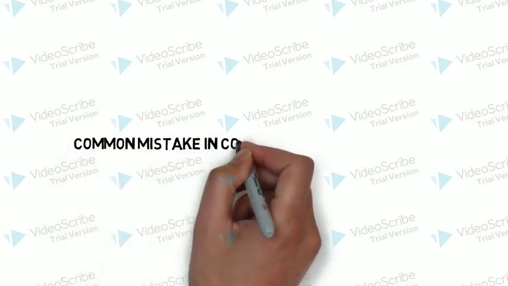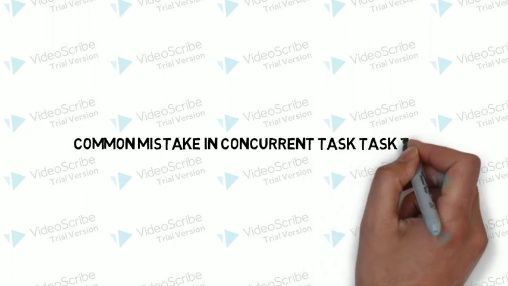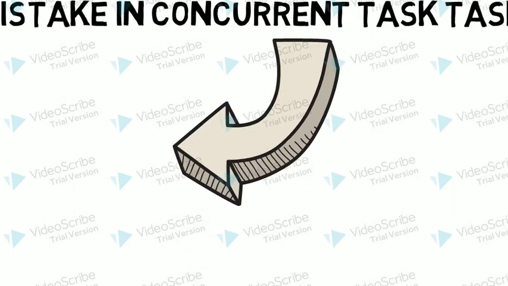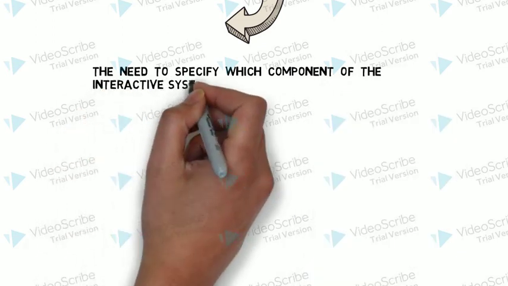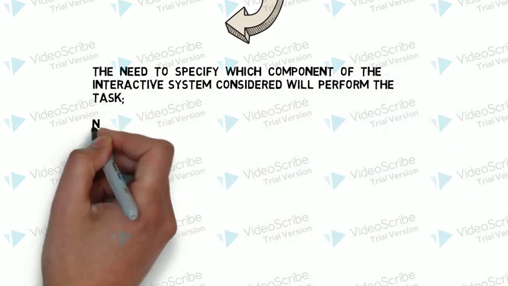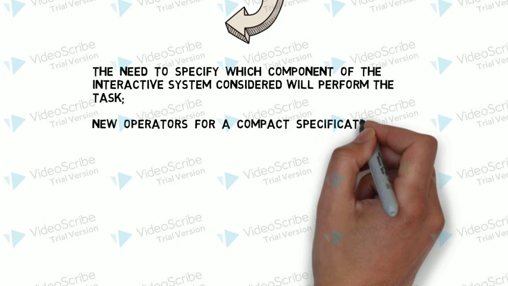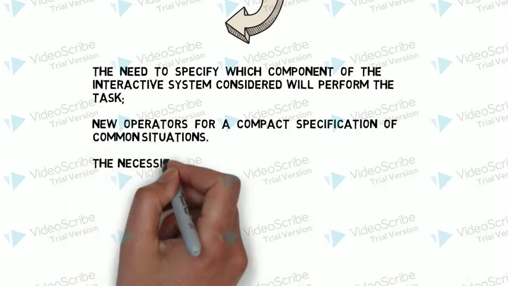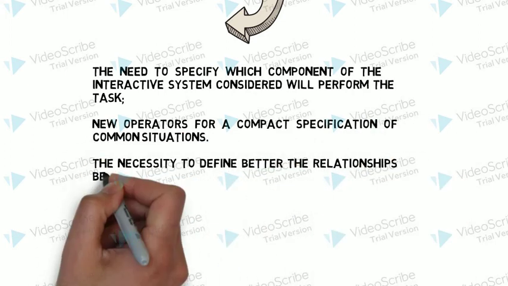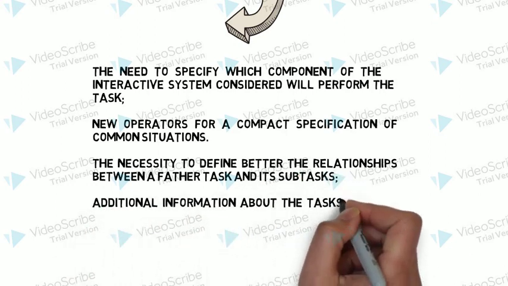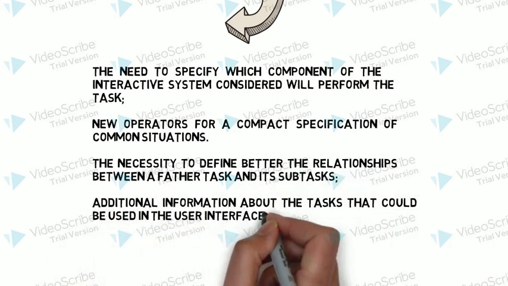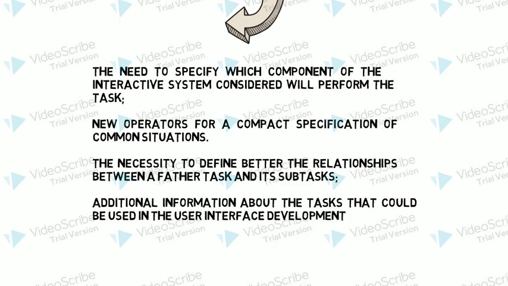Now, let's look in detail at some mistakes. The need to specify which component of the interactive system considered will perform the task, for example, ambiguity, new operators for a compact specification of common situations, the necessity to define better the relationship between a father task and its subtasks, additional information about the task that could be used in the user interface development, and new operators for a compact specification of common situations.